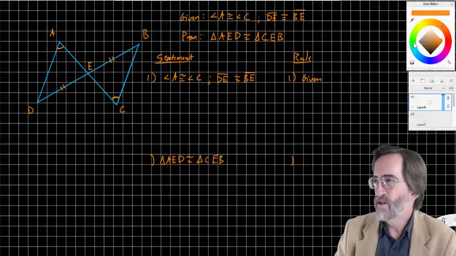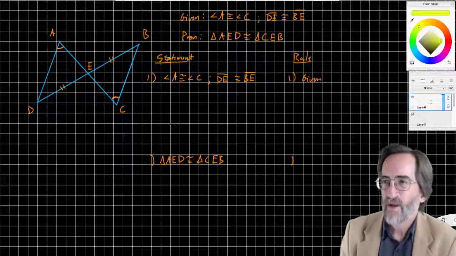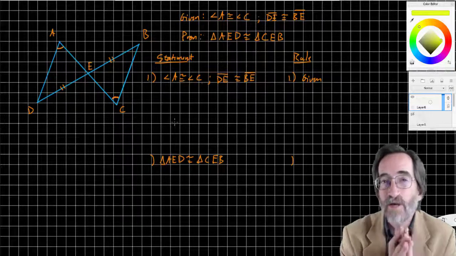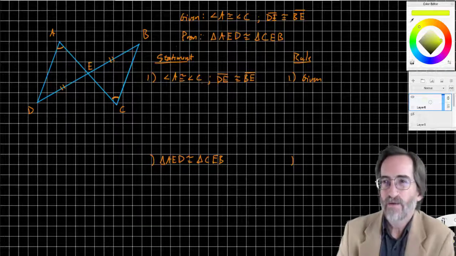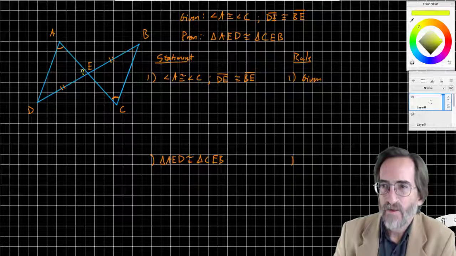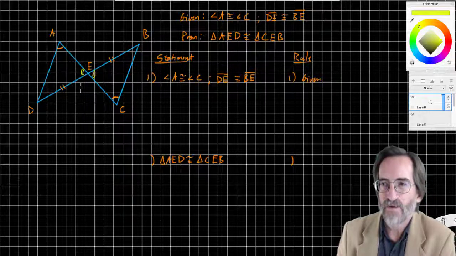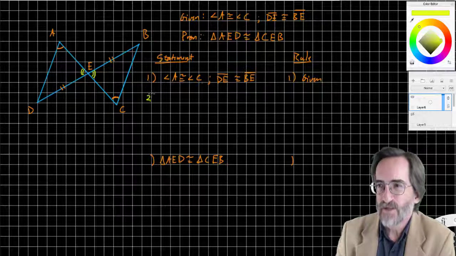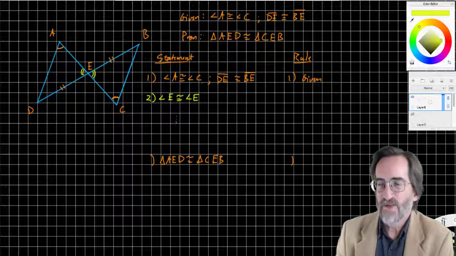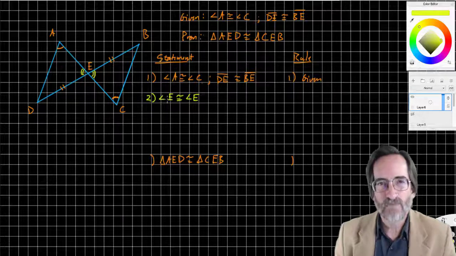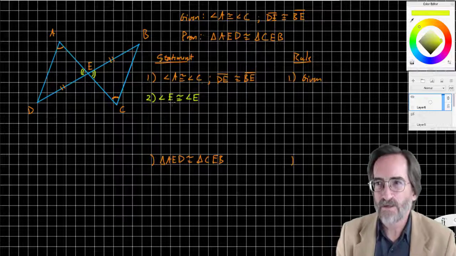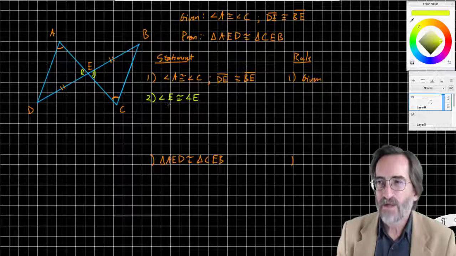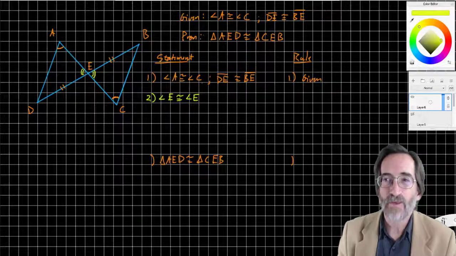Okay, let's do the proof now. Remember I said look for Siamese twins, look for bow ties. This has a bow tie. This angle is congruent to this angle because they are vertical angles. Now, mind you, we can't say angle E is congruent to angle E, because that's ambiguous, meaning unclear. It makes it appear like we're talking about the same angle, but they are two different angles.